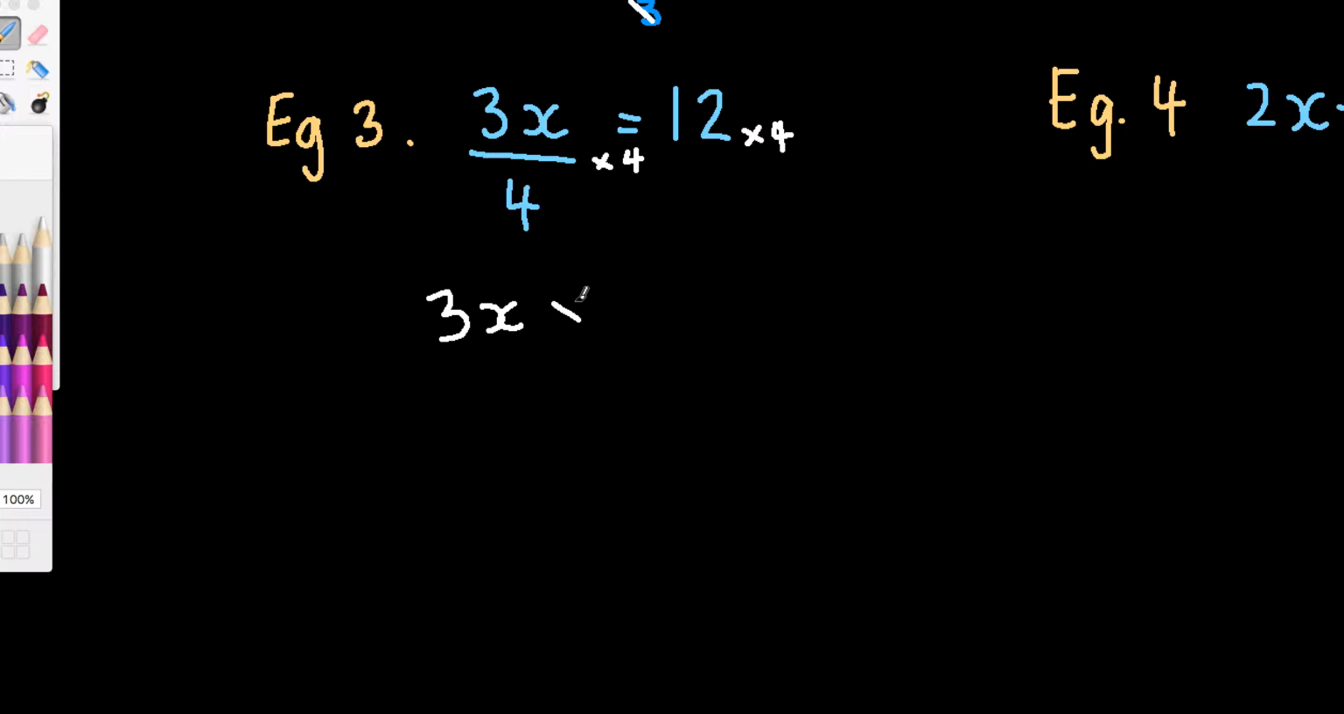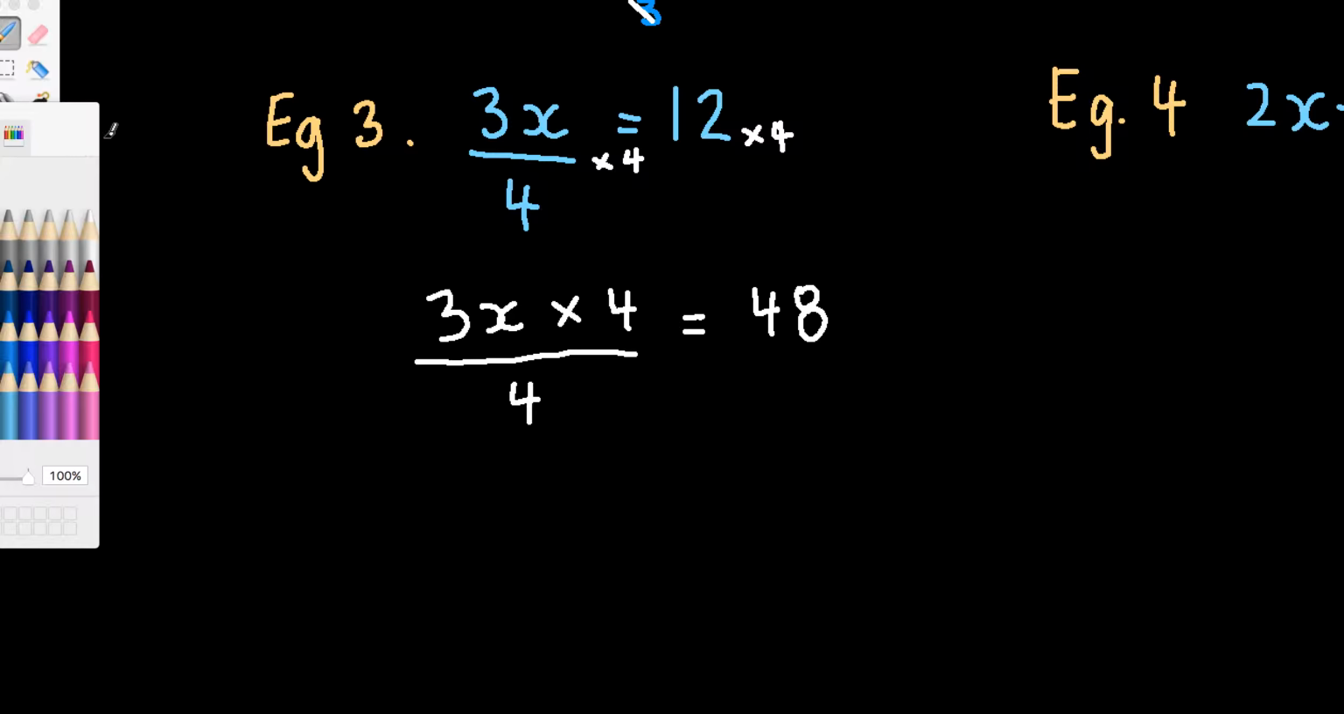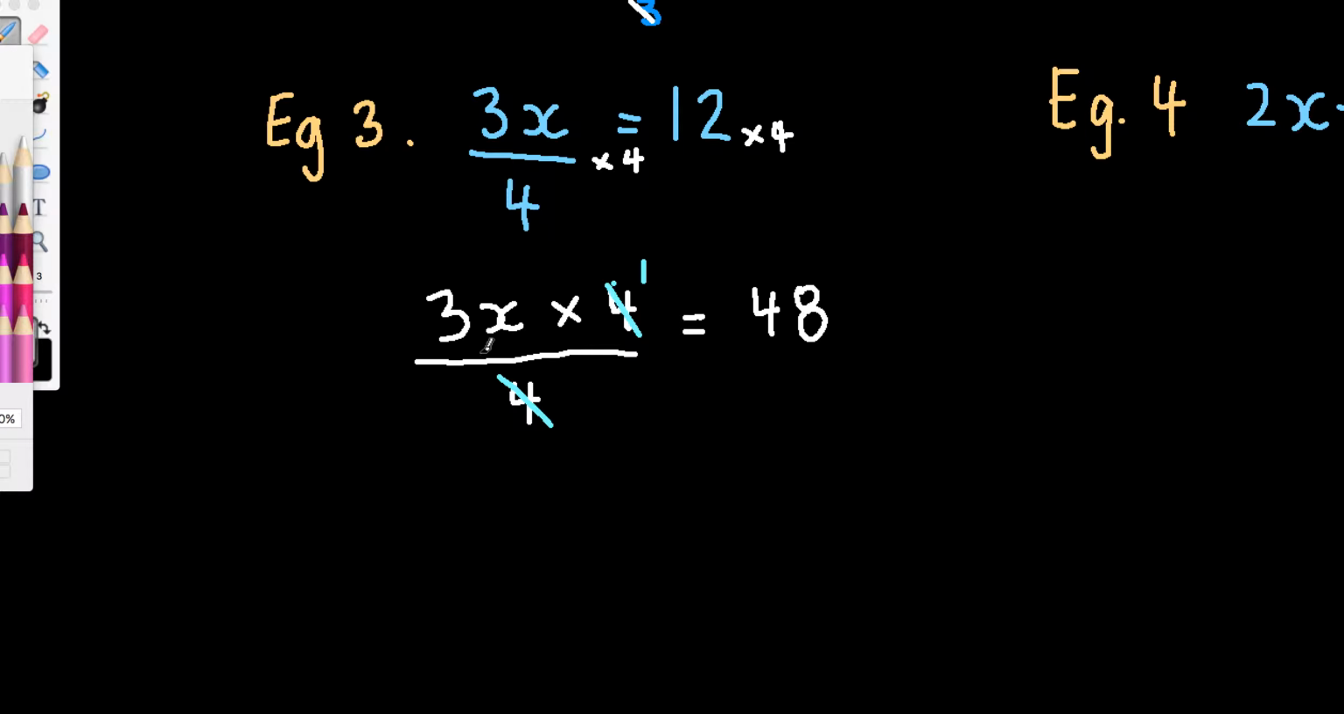If I write it out a bit more clearly, it's being times by 4. And on this side, well, 12 fours are 48, so I'll just put that in now. The reason that dividing by 4, then timesing by 4 works is that it allows me to cancel these out, because 4 divided by 4 is 1. And now on this side, all I've got is 3x times 1, which is just 3x. So 3x is 48.